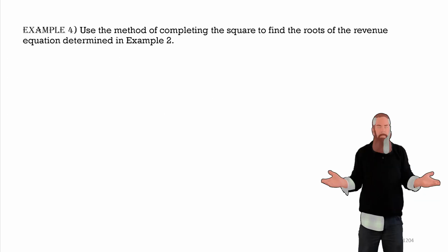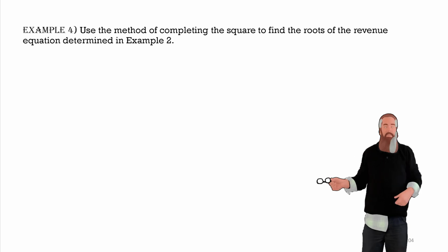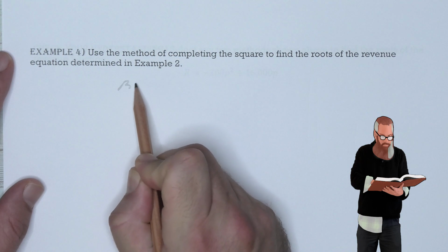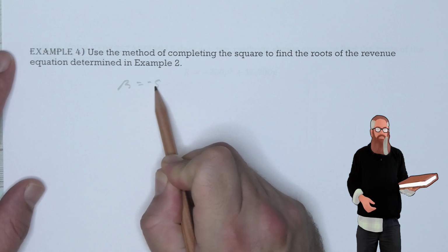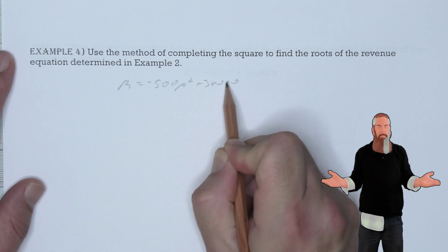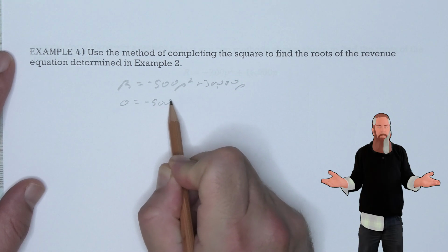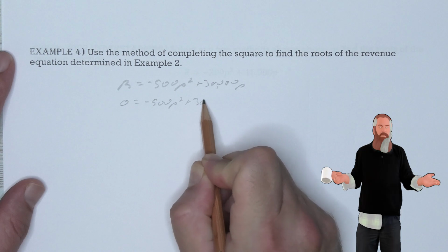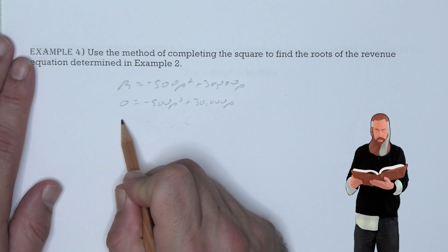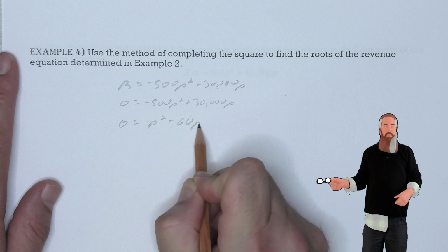Now, let's factor quadratics using the method of completing the square. We're going to use the method of completing the square to find the roots of the revenue equation determined in example 3. The revenue equation from example 2 is r is equal to negative 500 p squared plus 30,000 p. So we're going to let r equal 0, giving us 0 is equal to negative 500 p squared plus 30,000 p. We're going to divide everything by negative 500, giving us 0 is equal to p squared minus 60p.